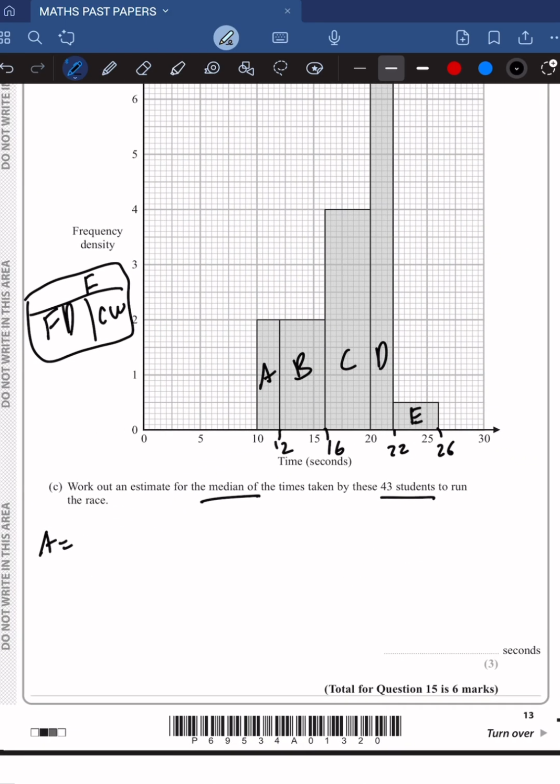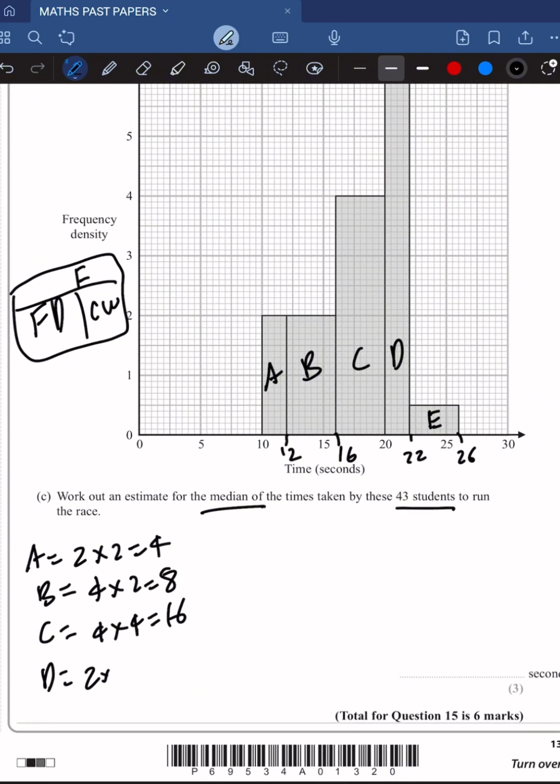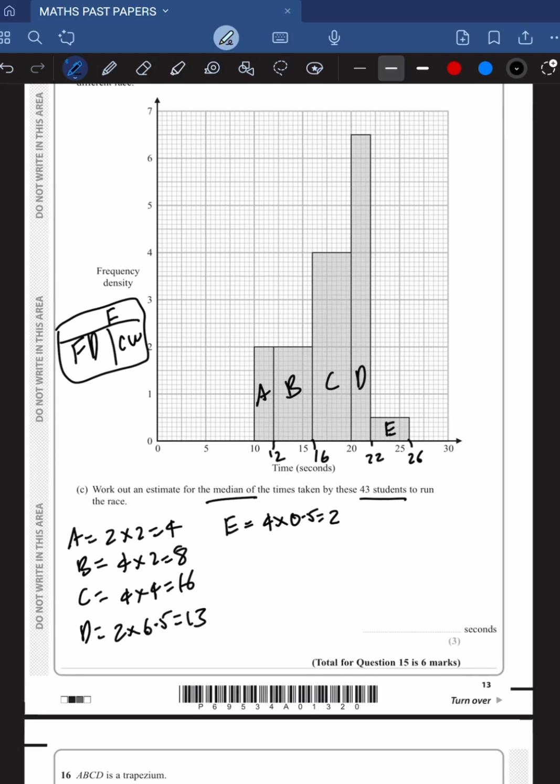So A is of course going to be 2 times 2, which is 4. B is going to be 4 times 2, which is 8. C is going to be 4 times 4, which is 16. D is going to be 2 times 6.5, which is 13. I know that E is going to be 4 times 0.5, which is 2. And I know that if I add up all of these, it's going to give me 43.